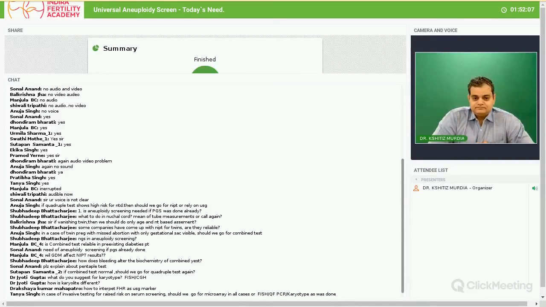Dr. Akshay has asked how to interpret FHR as a USG marker. Yeah, this is a good question. I'll be dealing with FHR in my next session, but I'll give you some hint of it. FHR is again a USG marker. FHR doesn't help in picking up trisomy 21 because it is only mildly affected, but it's a very good tool to distinguish between trisomy 13 and 18. For trisomy 13, it's markedly high.